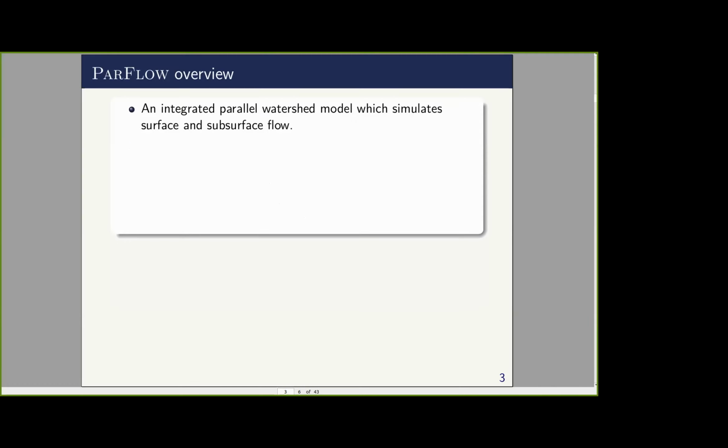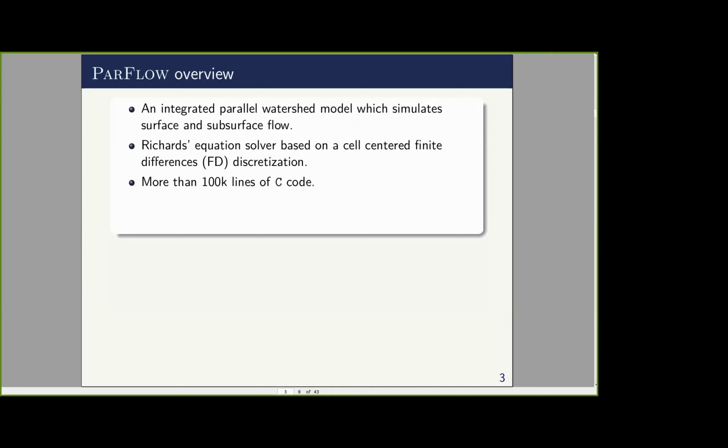So what is exactly Parflow? As you saw a couple of presentations ago, it's an integrated parallel watershed model which simulates subsurface and surface flow. It provides a solver for the Richards equation based on a cell-centered finite difference discretization. So, really big code, more than 100,000 lines. Actually, Jaro gave a more accurate number, 150.